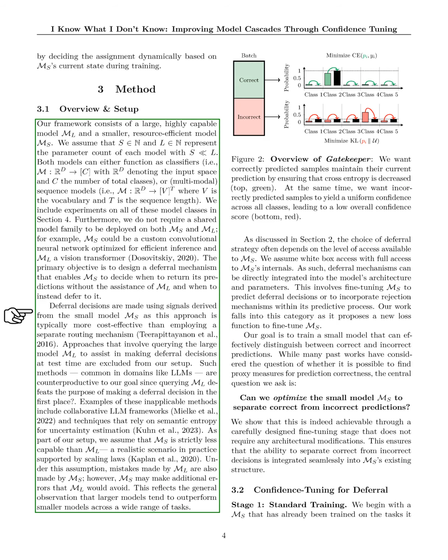Both models can serve as classifiers or sequence models, and we conduct experiments across these types. Importantly, the two models do not need to belong to the same family. For instance, the smaller model could be a custom neural network while the larger one is a vision transformer. The main goal is to create a deferral mechanism that allows the smaller model to decide when to make predictions independently and when to defer to the larger model.